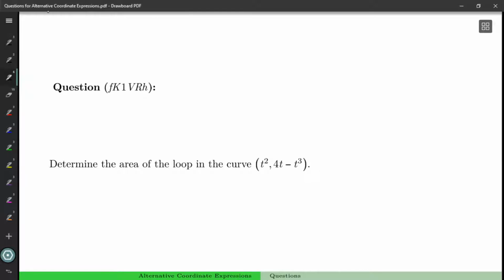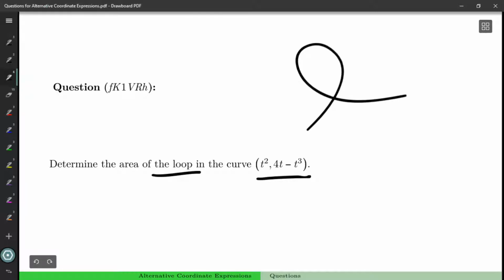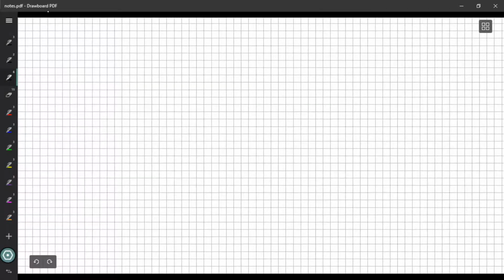Determine the area of the loop in this particular parametric curve. So we've got t squared for the x-coordinate and 4t minus t cubed for the y-coordinate. So area of the loop, which suggests to me there's only one. So we're going to have to find out where this loop is. So what we need to do is find where this curve might self-intersect. So that's the first thing we're going to do.